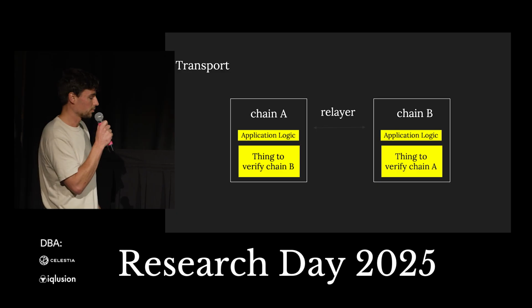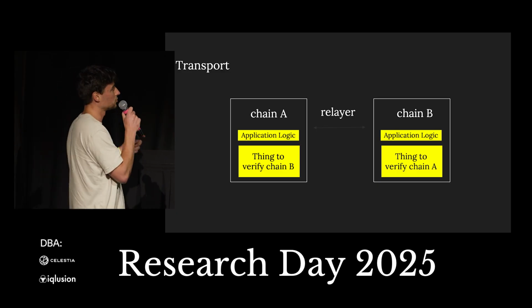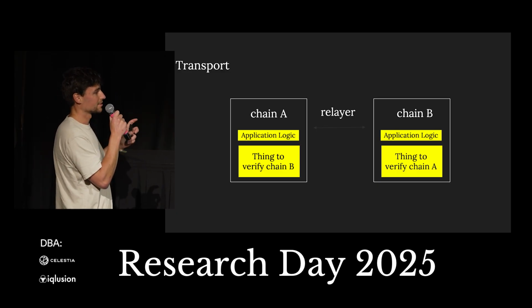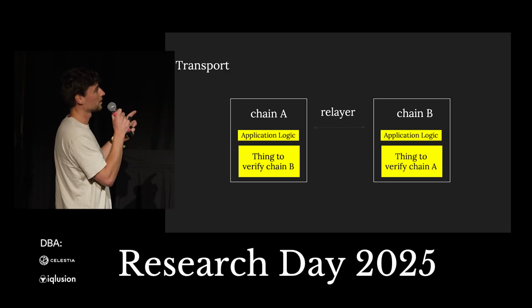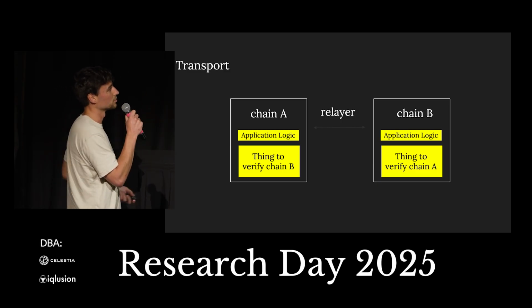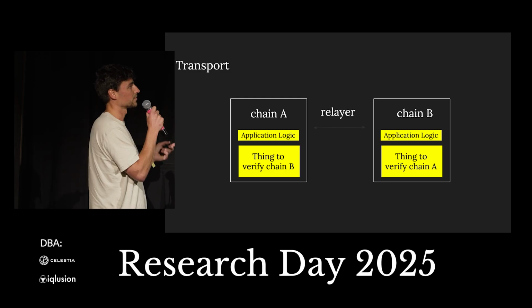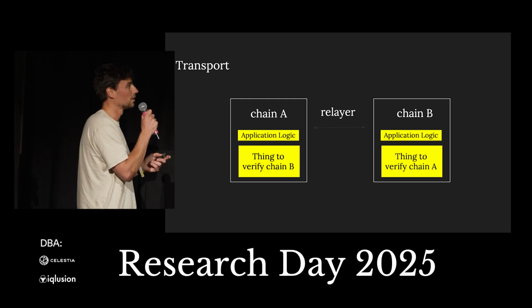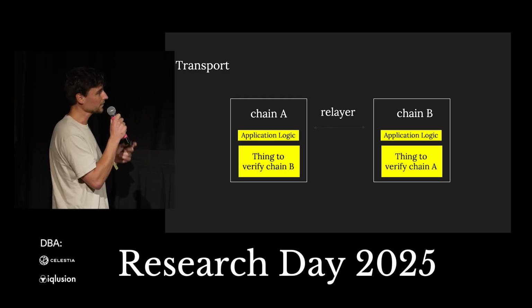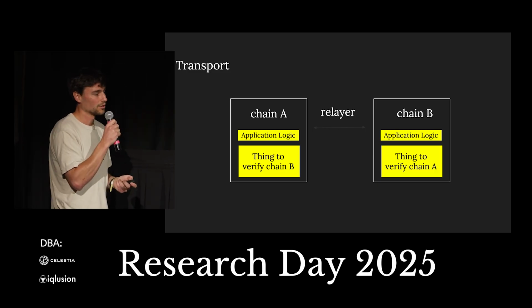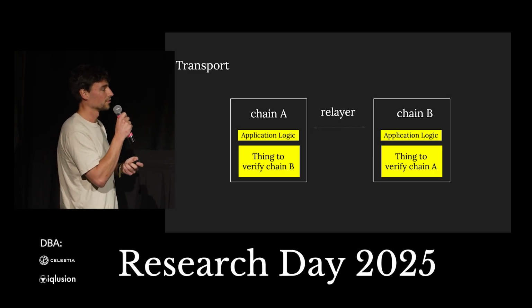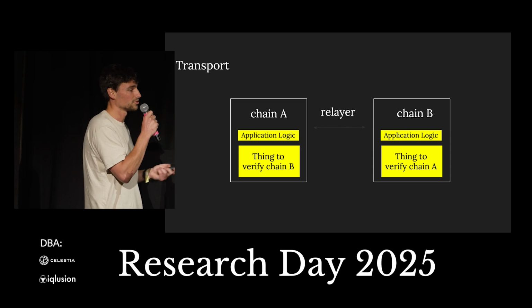Most protocols are quite similar in the sense that they have 2 abstractions here. One is the security of it, so that just involves verifying the state of another chain. So chain A needs to have something to be able to verify chain B, and then vice versa. And then on top you have the application logic. And a lot of this was designed in a modular way for different kinds of application logic.